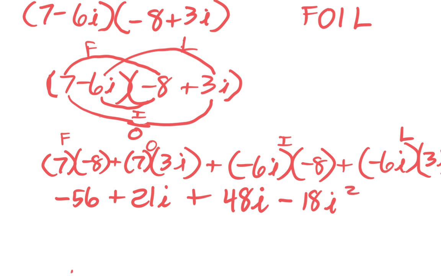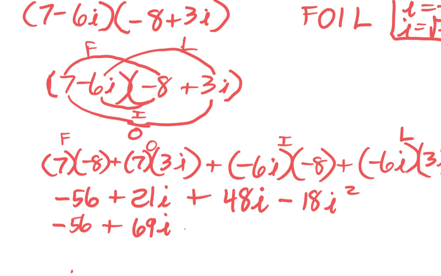squared. Now, I'm going to write up here so we do not forget it. I squared equals negative 1, so i equals the square root of negative 1. So everywhere I see i squared, I will put a negative 1. So negative 18 times negative 1, that's going to give me a negative 56, plus I'm going to go ahead and combine my 21i and my 48i, leaving me with 69i. And that's a negative 18 i squared is negative 1. That actually gives me a positive 18.